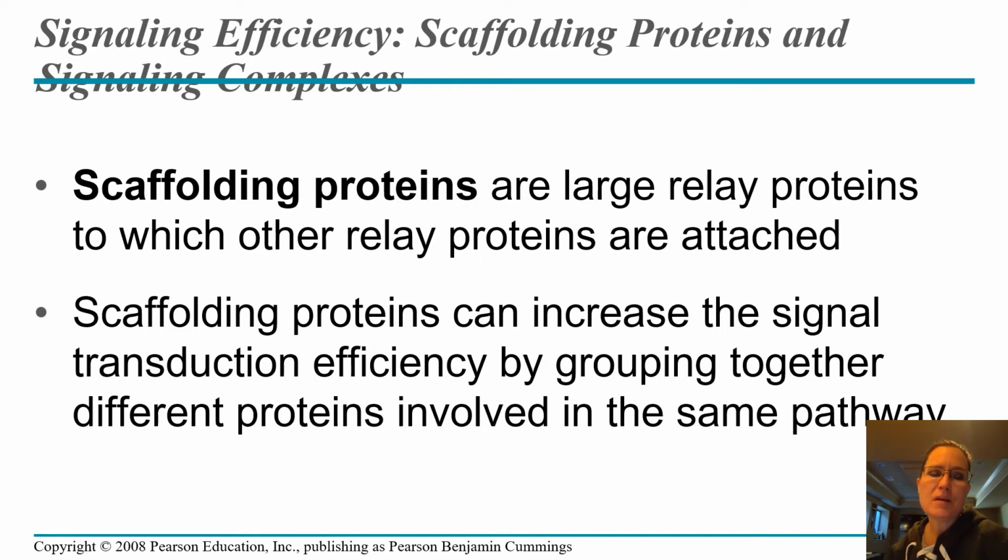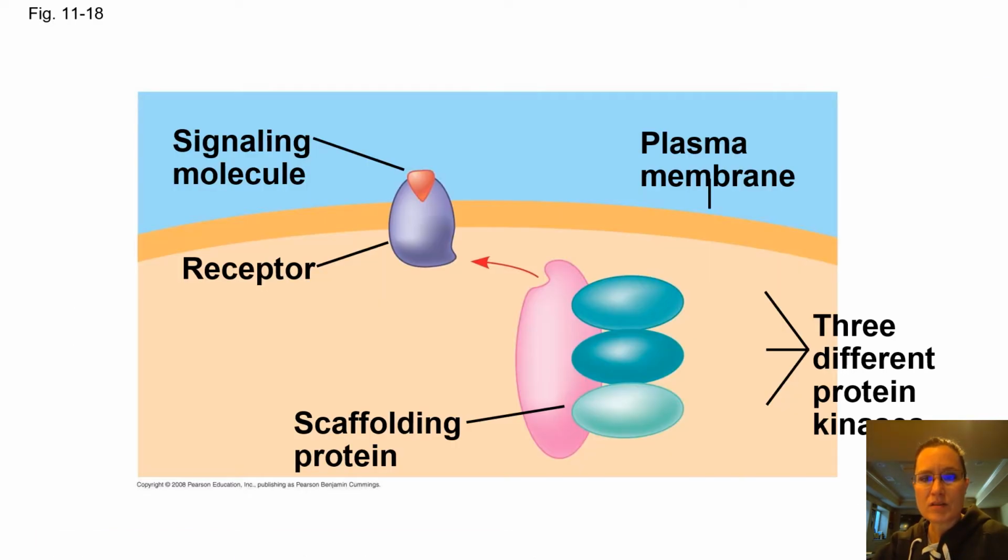Sometimes our body puts things physically in the same spot because it's more efficient. They're on what are called scaffolding proteins, which hold things in the same location because they're all going to get used in the same process, and so it makes the whole process more efficient. And there's just a picture of it.